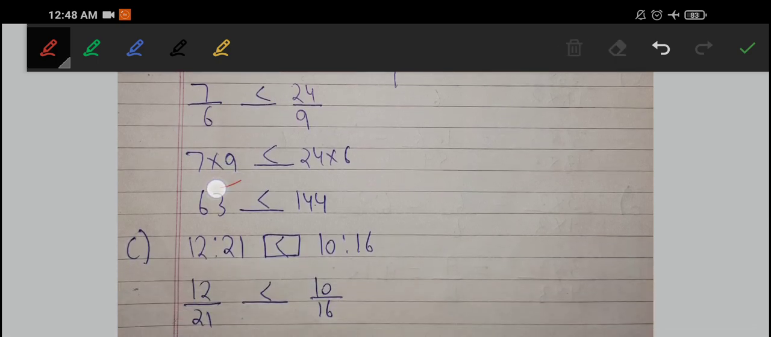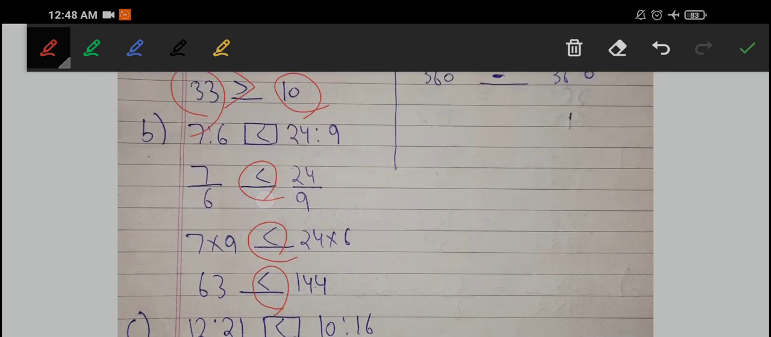So 7 into 9 will be there. Then we will write dash. And after this we will write 24 into 6. Now students, we have 7 into 9 equal to 63, and 24 into 6 is equal to 144. So this number is greater. Here we will write this sign, and then this one, and then this one. So the final answer will be this sign.